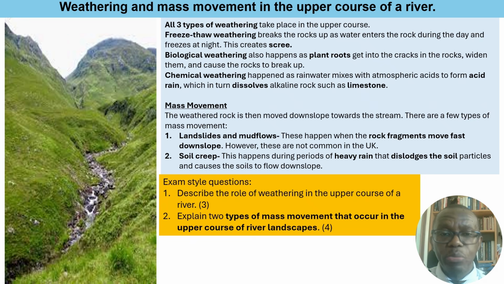The next part of the specification that is important for us to talk about is weathering and mass movement in the upper course of a river. Now, in the upper course, there are 3 types of weathering taking place.